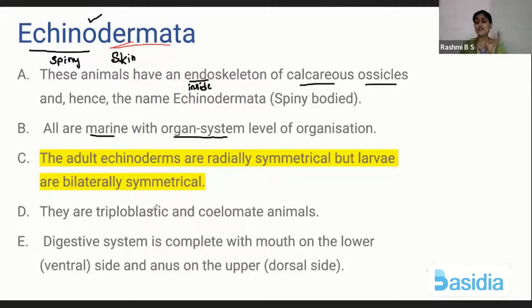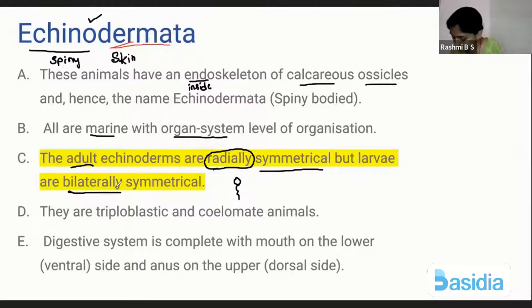Coming to the symmetry of Echinodermata, children, this is very important, and most of the time it's been asked in your board as well as competitive exams. Radial symmetry. If you take an example, starfish is an echinoderm, right? The adult echinoderms are radial in symmetry, children. But the larvae look different, so they are bilateral in symmetry. So remember, adult is radial.